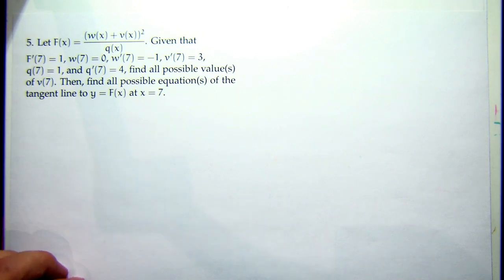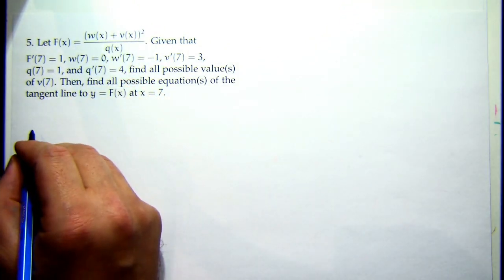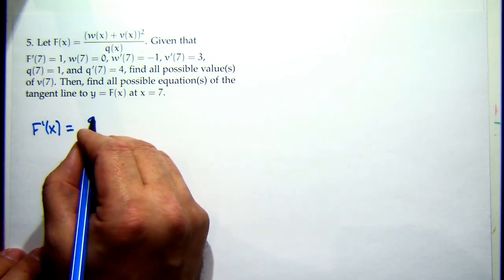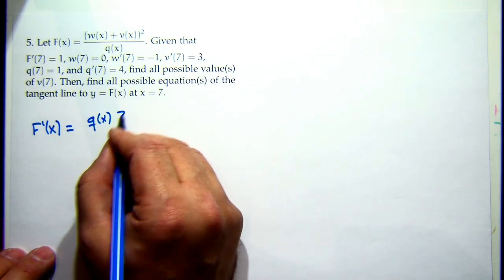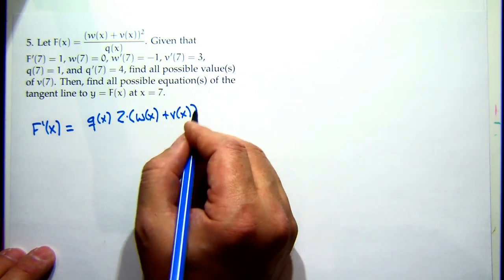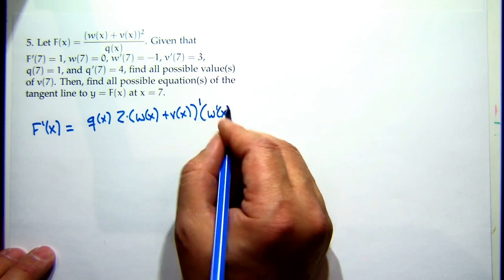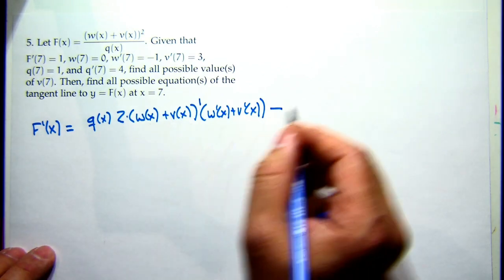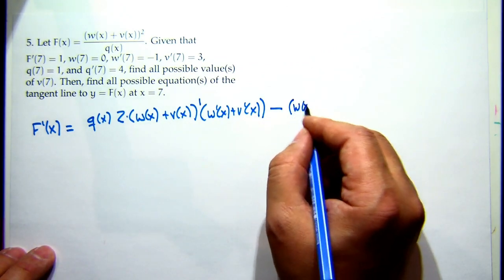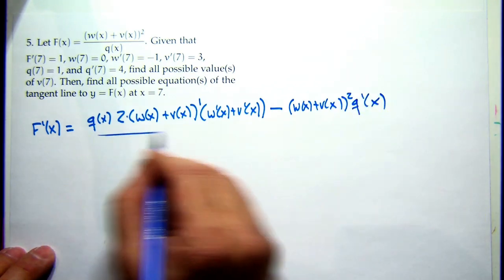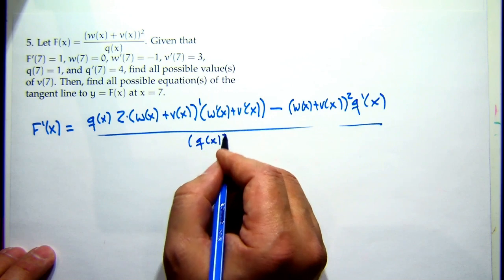So, what do we do? We start by taking f prime. What rules are we going to use to take f prime? Quotient rule and chain rule. So I'm going to take the bottom. I'm going to multiply that by the derivative of the top, which for me says I got to use the chain rule. The 2 comes down. w of x plus v of x to the 1 times w prime of x plus v prime of x, minus, so that's bottom times derivative of the top, minus the top, w of x plus v of x squared times the derivative of the bottom, all over the bottom squared.